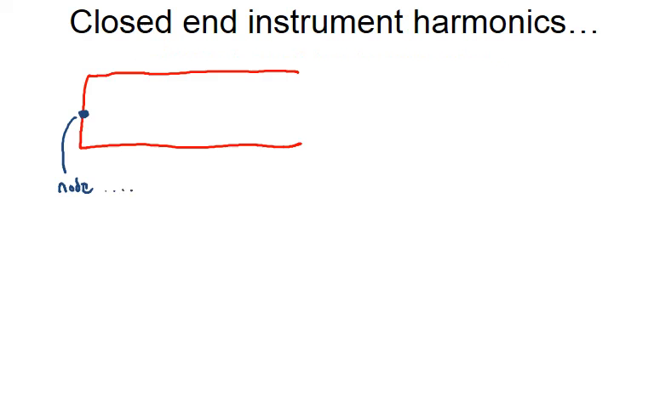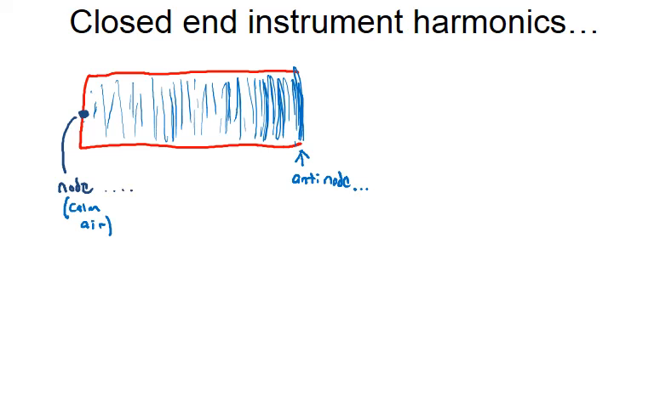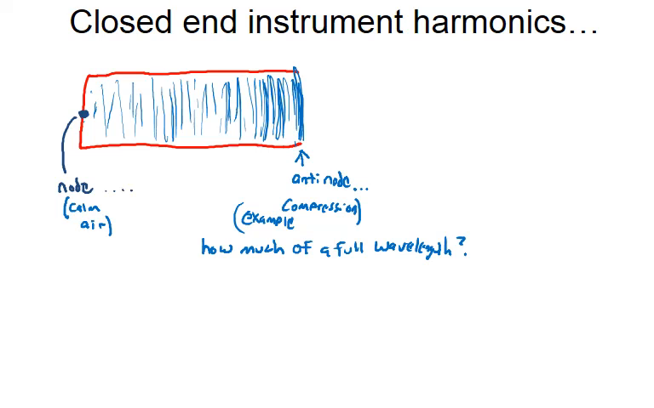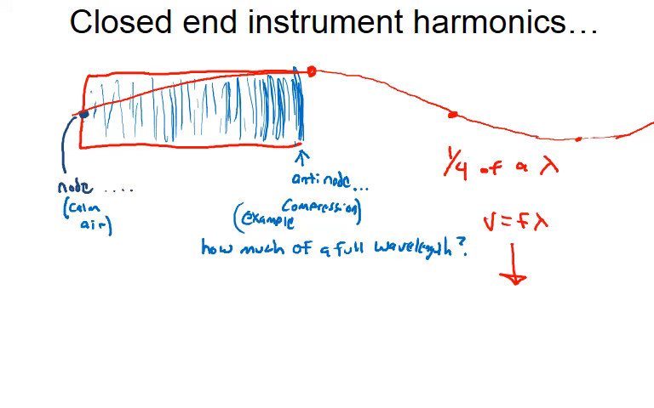Okay. So we know we're going to have a node at the closed end. It's always that way. So the first possible harmonic will be like this. We'll have the node and then the antinode. And then, how much of a full wavelength is this, right? So this is 1/4 of it. So 4 times L will be equal to the wavelength. And we've got that there.